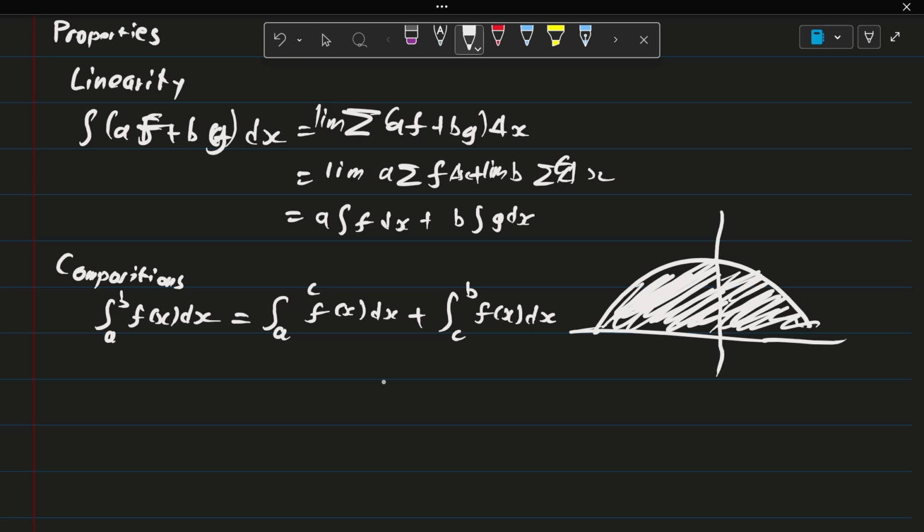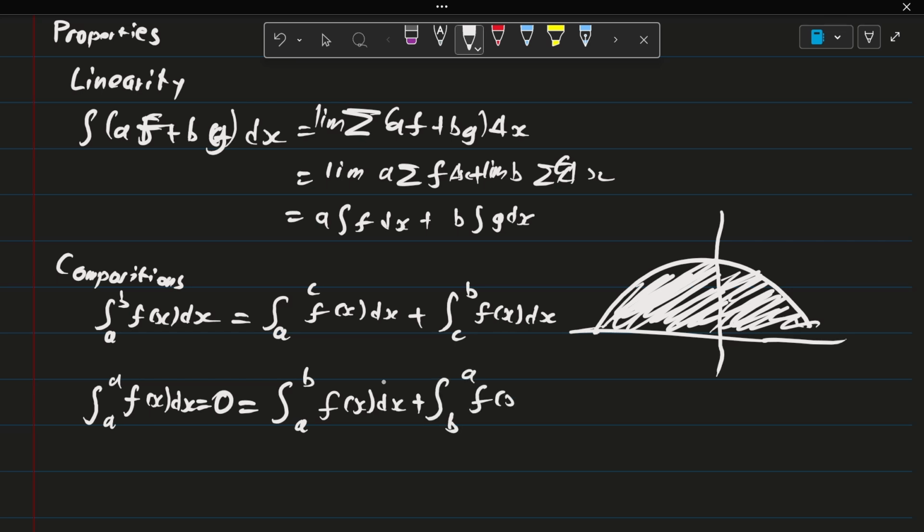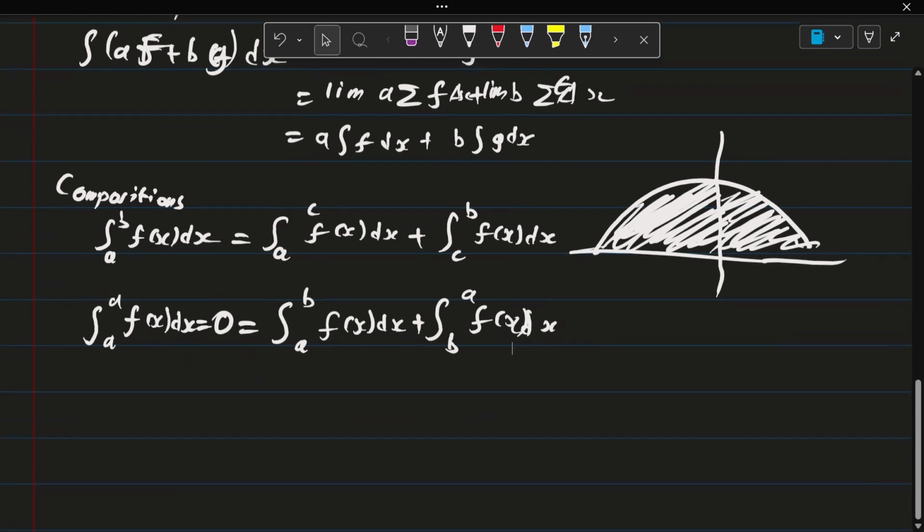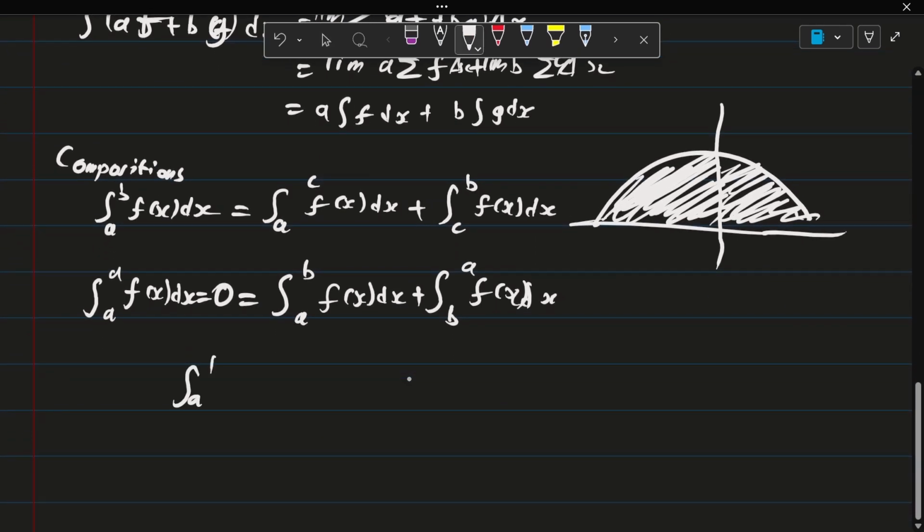But this also brings another type of property. If we just state the integral from a to a of f(x) dx, which we know to be 0, you could just write this as the integral from a to b of f(x) dx plus the integral from b to a of f(x) dx. What you exactly get from here is that the integral from a to b of f(x) dx has to be the negative of the integral from b to a of f(x) dx.